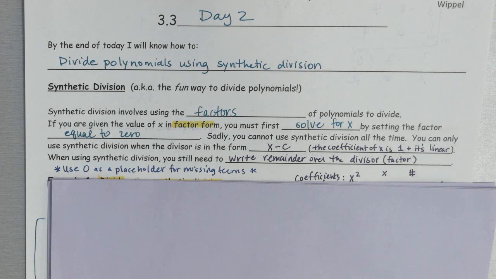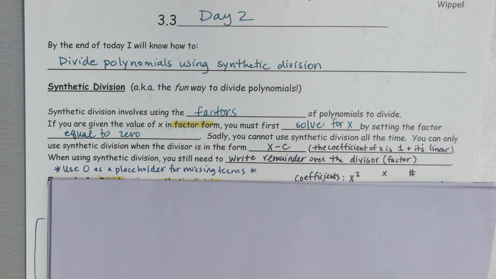So with synthetic division, you can use the factors to divide, but if you're given something in factor form, you have to solve for x by setting the factor equal to 0. And you can't use synthetic division in every situation. You can only use it if the divisor has the form x minus c. So that form x minus c means the coefficient of x is 1, and it's linear.